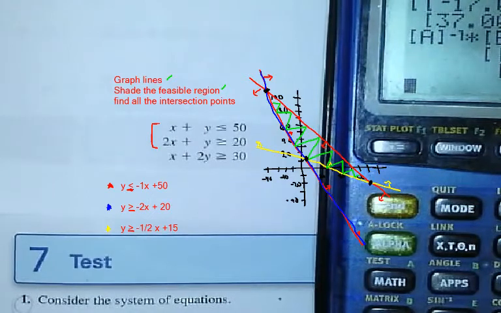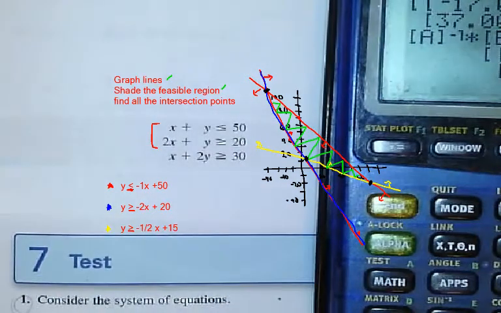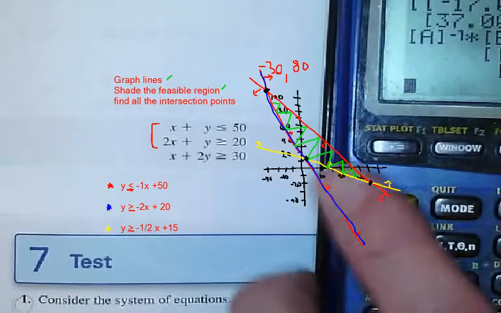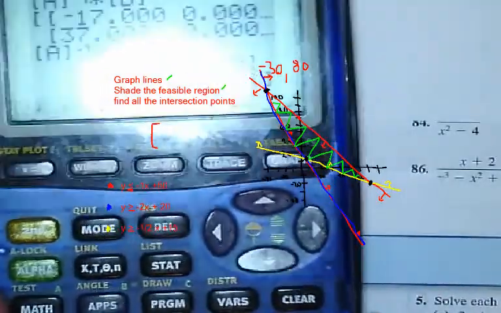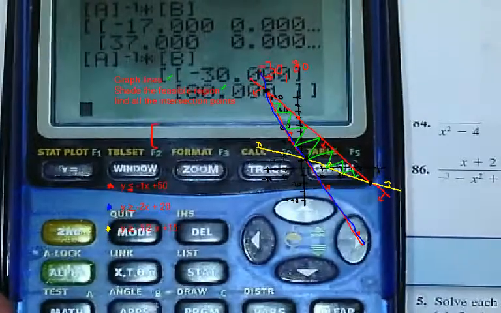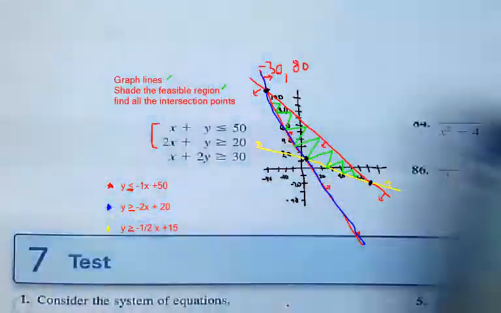Negative 30, negative 80. So this point right here is negative 30, comma, positive 80. Oops, you can't even see my answer. There we go. See, negative 30, positive 80. We got it. A inverse times B.